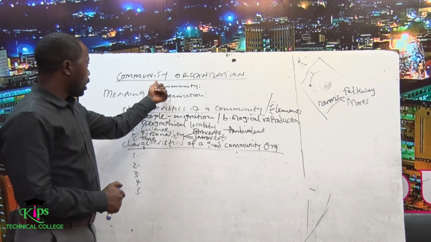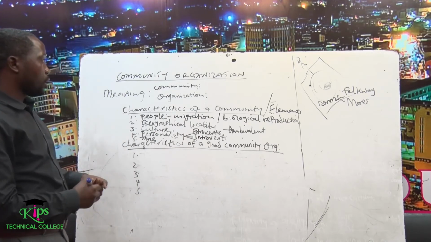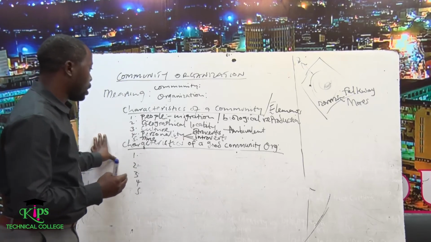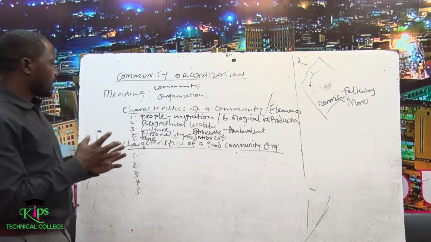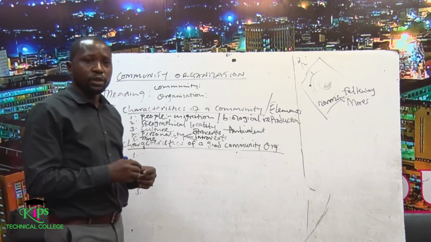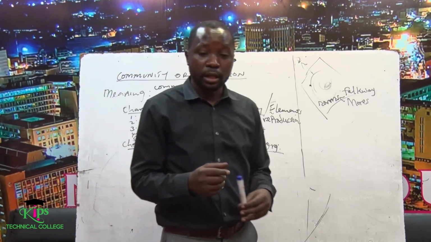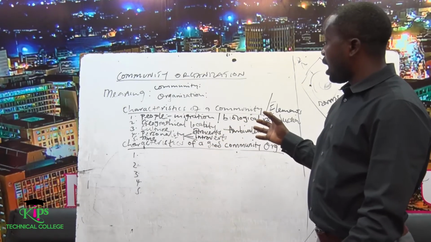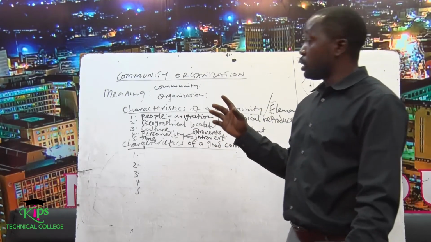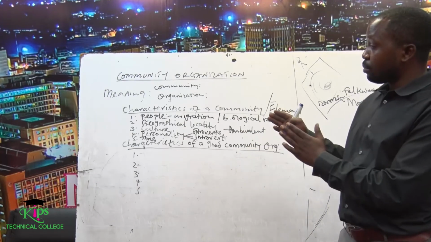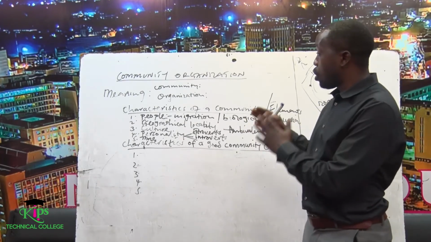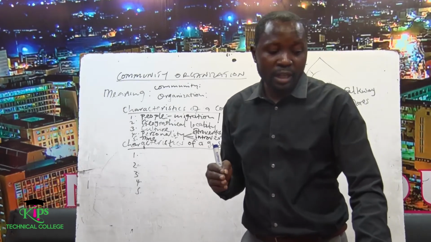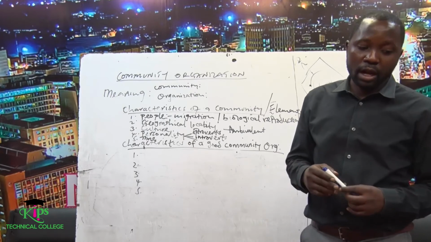So let's go back to the community organization now that we understand what a community is and what a community is made up of. So what are the key characteristics of a good community organization? Remember, we say that a community organization is made up of people. And these people have agreed that they are going to move towards a certain desirable end, a common goal or a common objective. So what do you think are some of the characteristics of a good community organization?